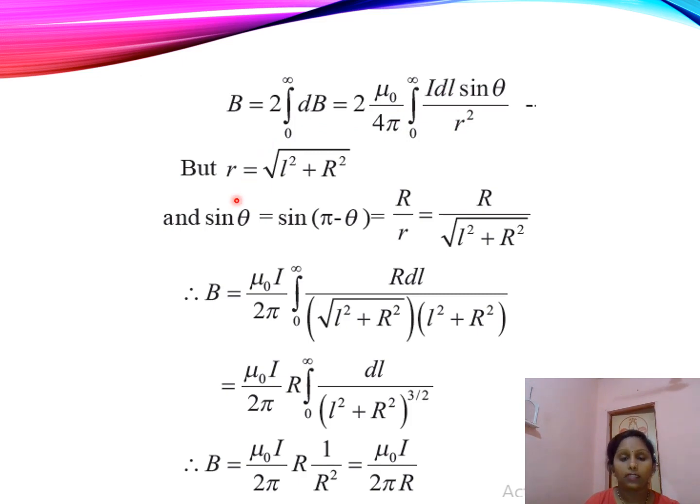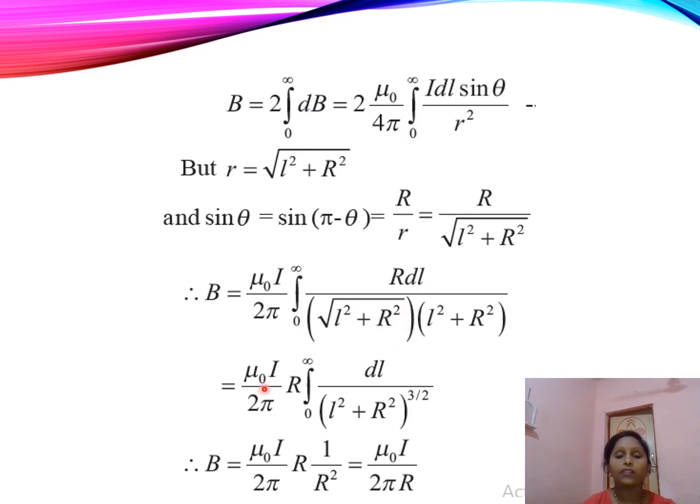From the figure, by applying the Pythagoras theorem, we can calculate r is equal to square root of L square plus capital R square. We know sin theta can be written as capital R by small r, which is also equal to capital R divided by square root of L square plus capital R square. Then, while substituting in the equation, B is equal to mu naught I divided by 2 pi integration of 0 to infinity capital R dl divided by square root of L square plus capital R square into L square plus capital R square.